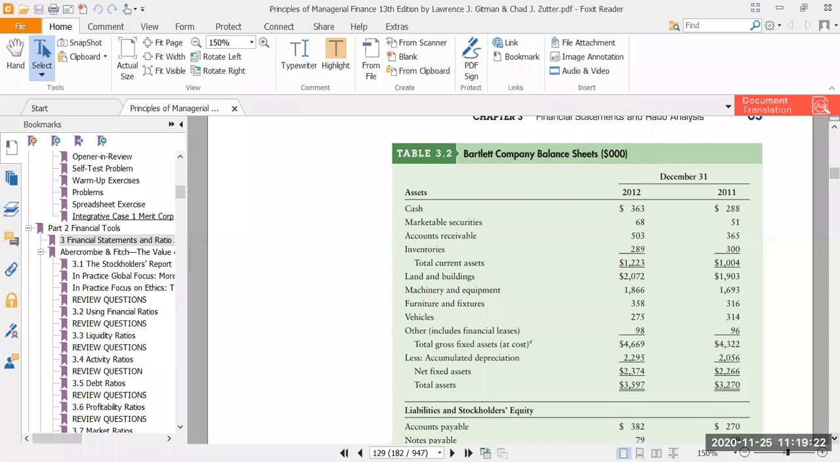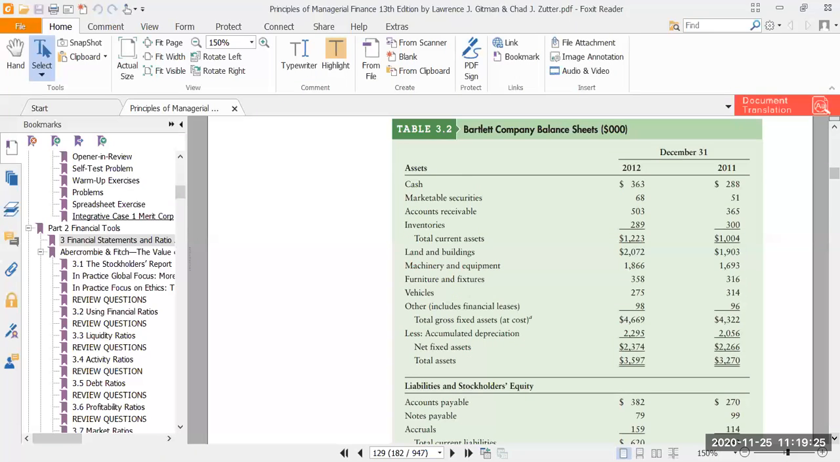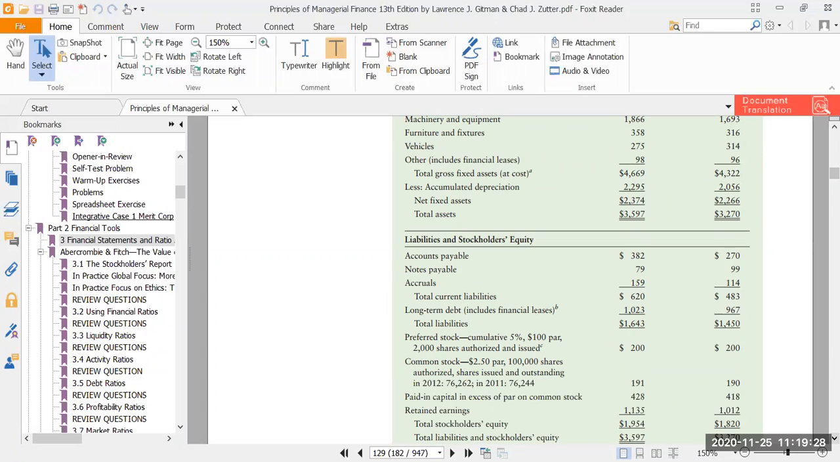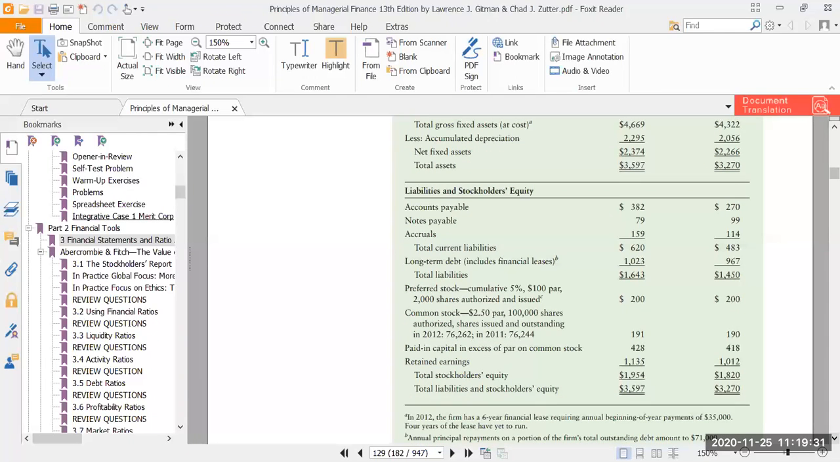So this is the asset side of the balance sheet, and now we are talking about the liability side and the stockholders' equity side. There are accounts payable, notes payable, accruals, total current liabilities, long-term debts including financial lease, total liabilities, preferred stock. Again, there is common stock available for the capital, then paid-up capital in excess of par on common stock, retained earning, stockholders' equity, and the total liabilities and stockholders' equity.